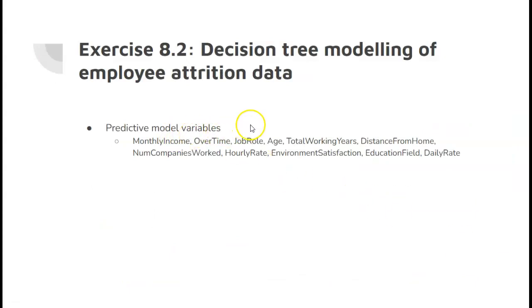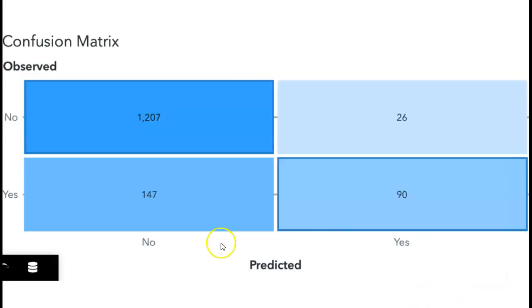So the predictive model variables used: monthly income, overtime, job role, age, total working years, distance from home, number of companies worked, hourly rate, environment satisfaction, education field, and daily rate. And here's just a bigger image of that confusion matrix that we created with the employee attrition dataset.